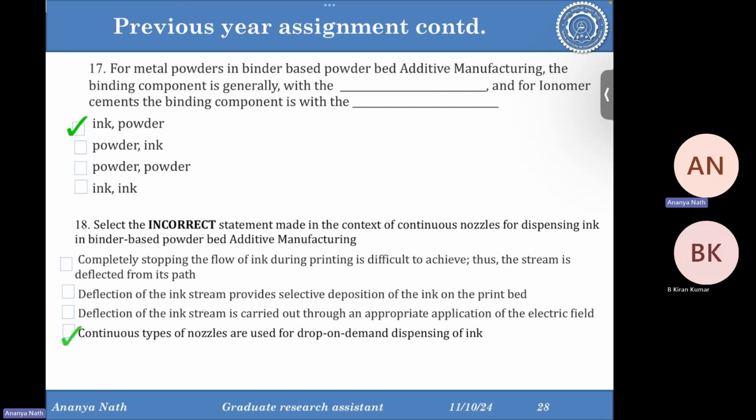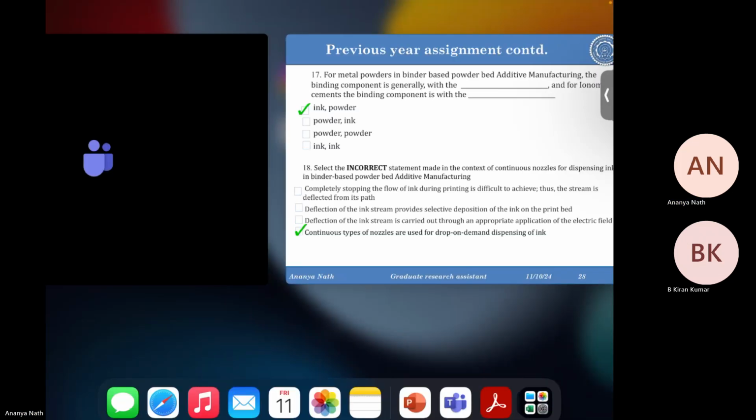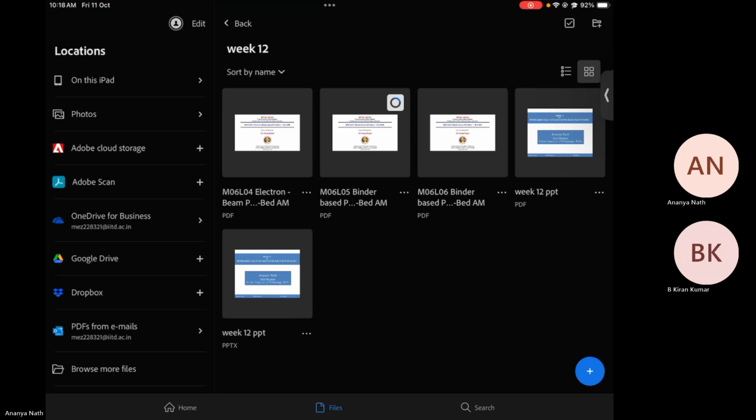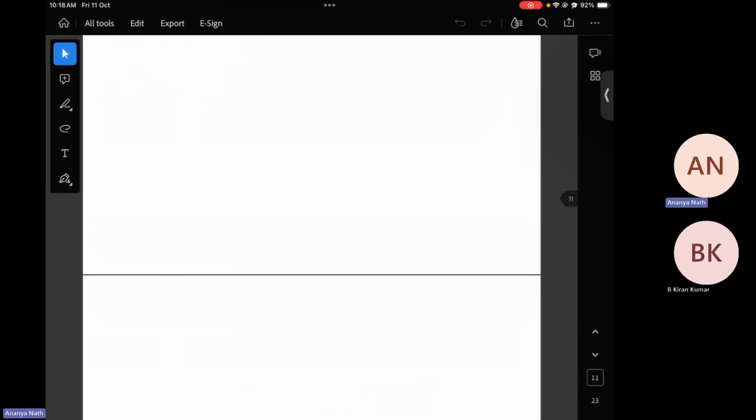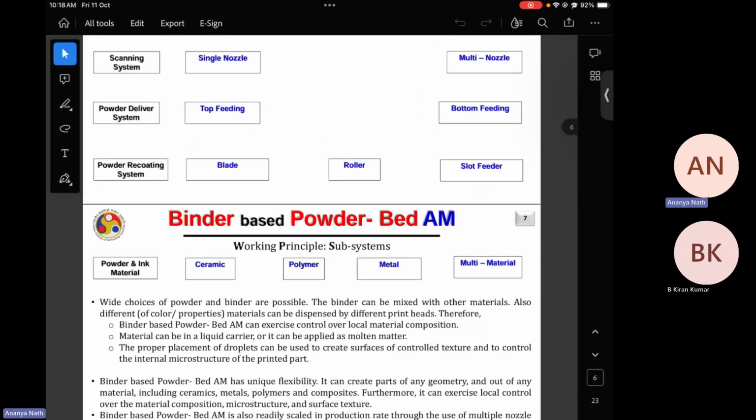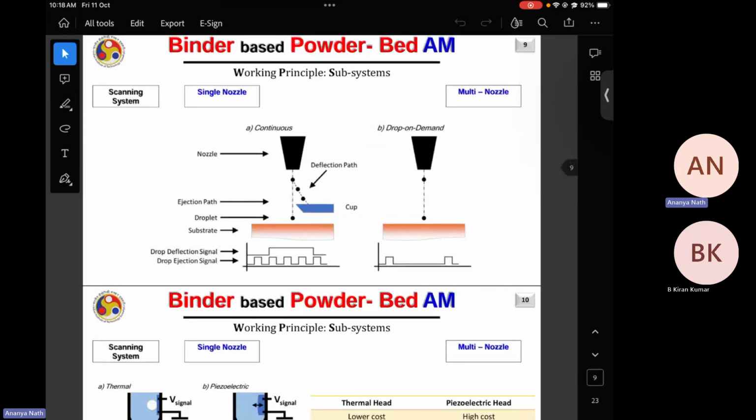So completely stopping the flow of ink during printing is difficult to achieve. The stream is deflected from its path. So you can see it here. I have omitted that portion. So when the liquid is coming, it's very difficult to stop the liquid in between the process all of a sudden. So because of the gravitational force, it will come. But our part is made, and that part was very small, intricate, accurate geometry. I cannot allow the ink to come again. So this cup is used, which is a deflecting cup, and that cup will deflect the flow of the ink. So whatever residue ink is coming from the nozzle due to the gravitational force or due to the residue, that will get deflected and collected in the cup and not reach the build plate.